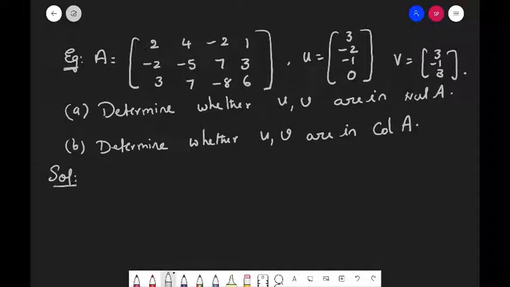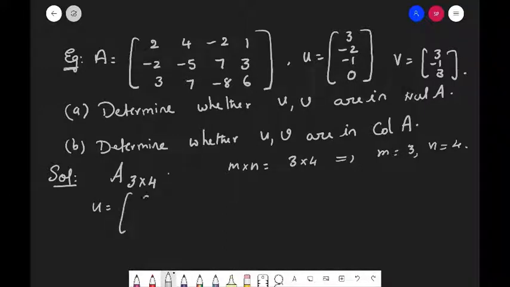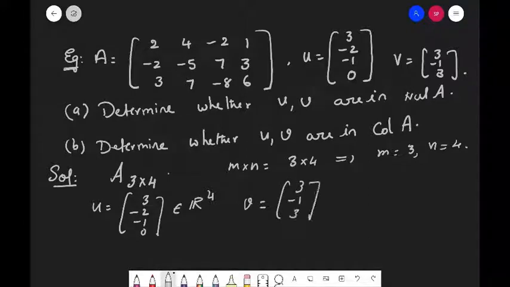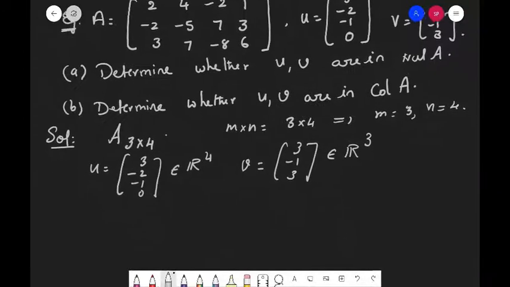What is the matrix given? What is its order? It has 3 rows and 4 columns, so A is 3 by 4. So m by n is 3 by 4, which implies m is equal to 3 and n is equal to 4. And what is u here? The u vector is (3, -2, -1, 0), which belongs to R4. And the v vector is (3, -1, 3), which belongs to R3. So this is the information given to us.